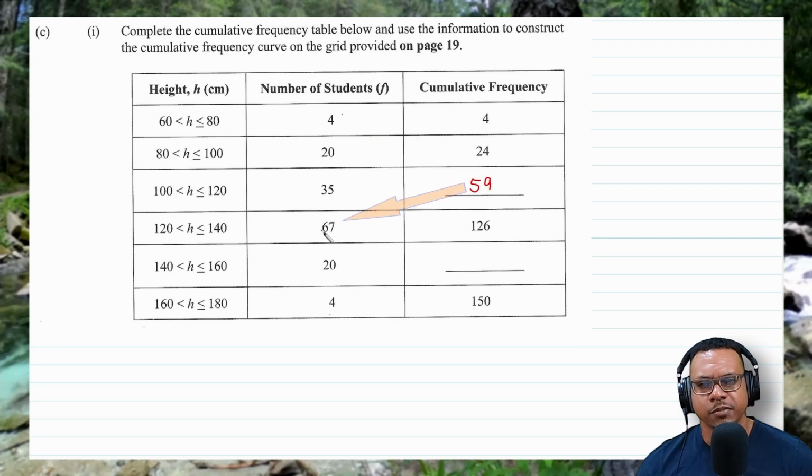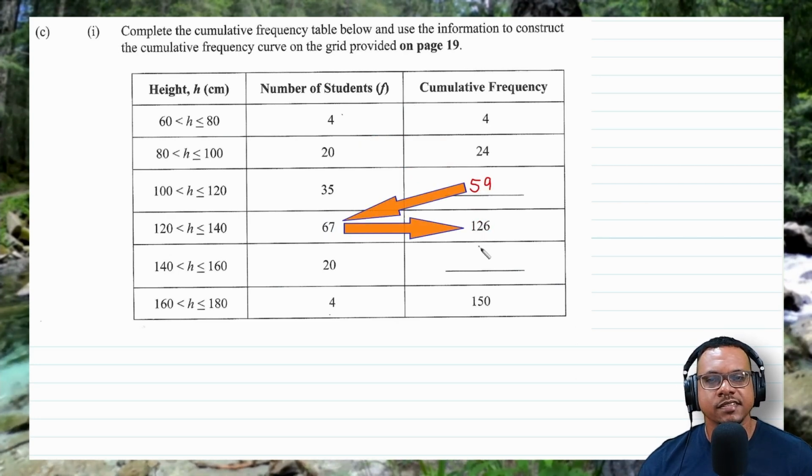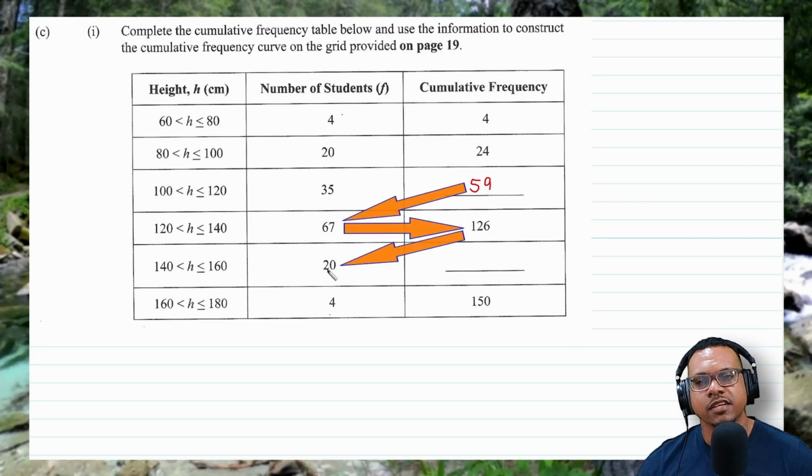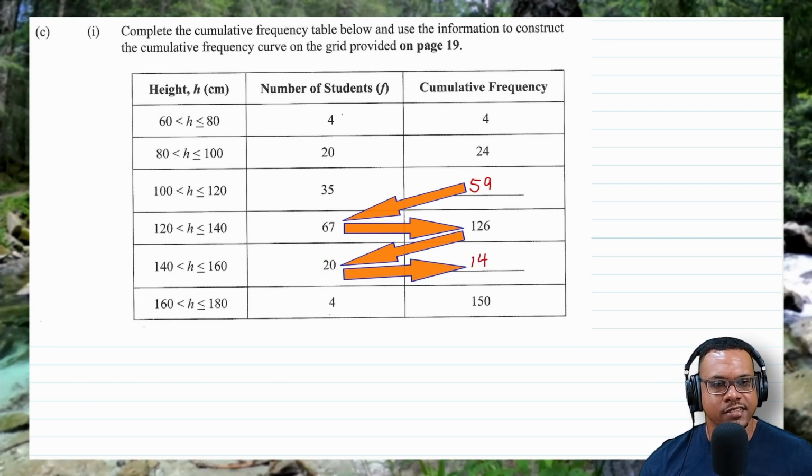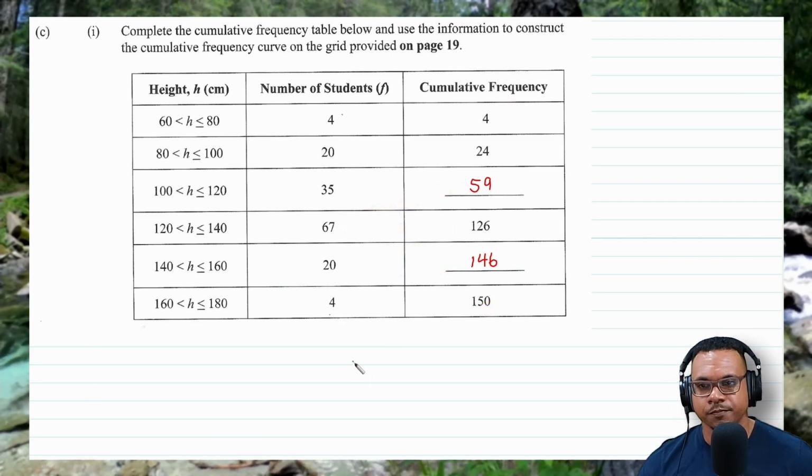And likewise, 59 plus 67 will give us this 126. And now 126 plus 20 will give us 146. So that's why we have 146 here. And of course, 146 plus 4 will give you 150. So that's how you do the cumulative frequency.